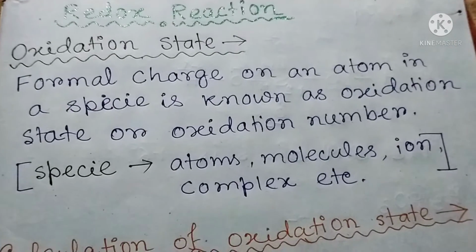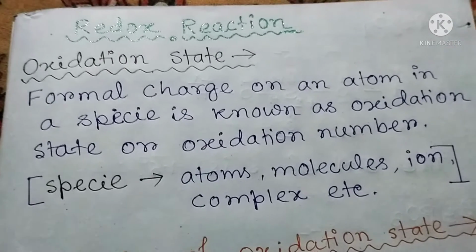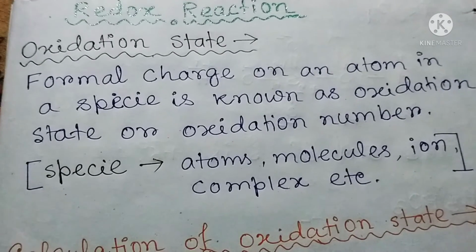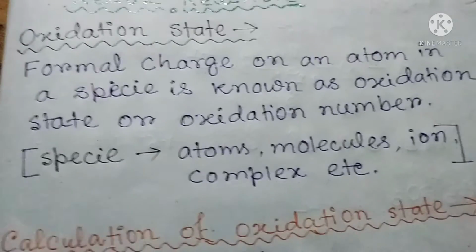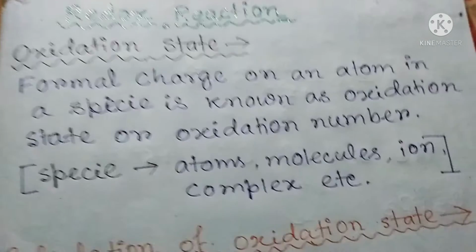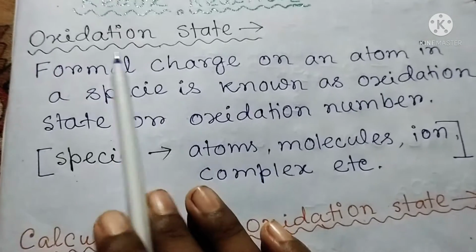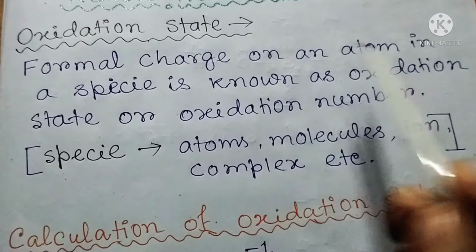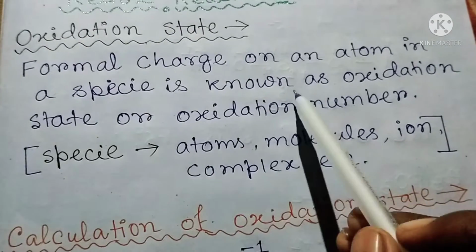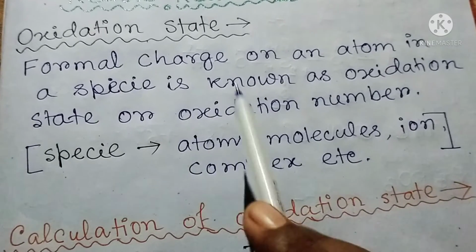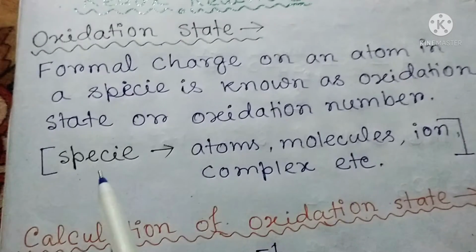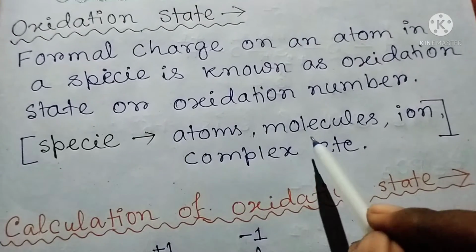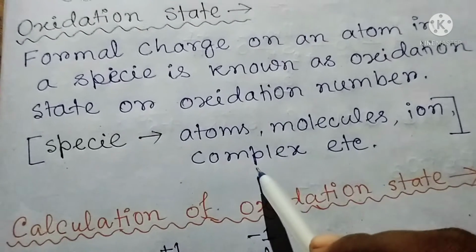Hello students, in today's class we shall discuss redox reaction. In the first lecture we discuss oxidation state. So let's learn what is oxidation state. Formal charge on an atom in a species is known as oxidation state or oxidation number. What is a species? A species can be atoms, molecules, ions or complex.